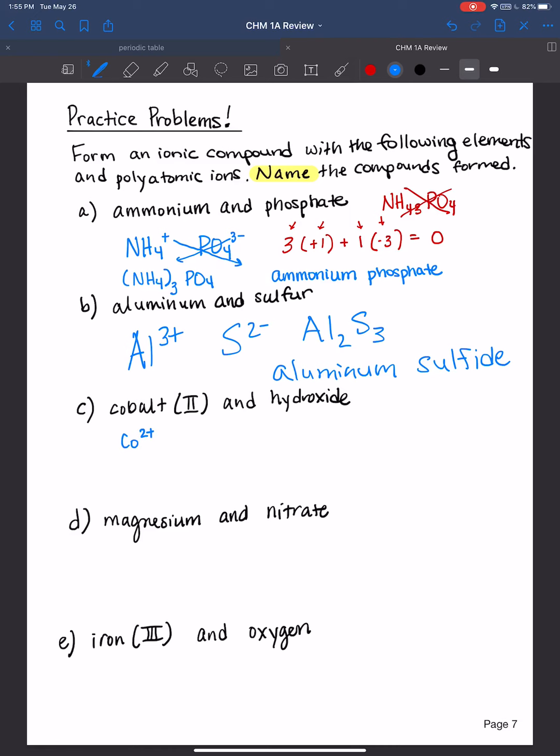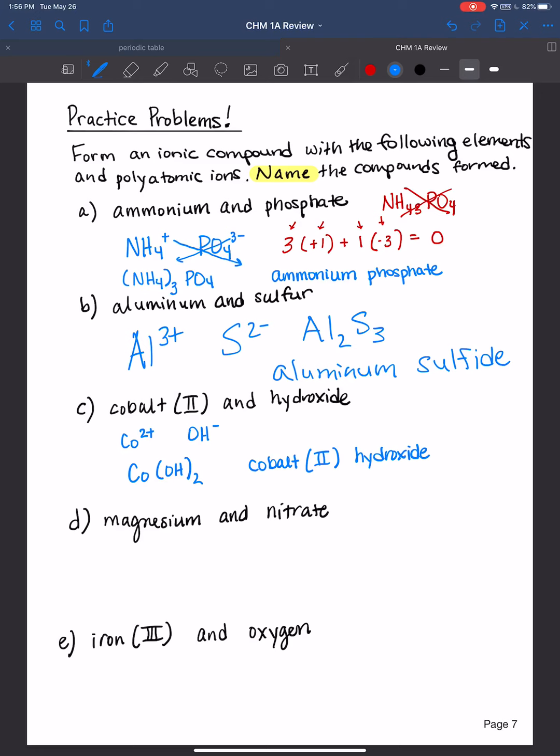And hydroxide is a polyatomic ion. What's its formula? -1. Good. OH -1. Crisscross rule. How many cobalts do I have? Just 1. How many hydroxides do I have? 2. Excellent. And what would the name be? Cobalt 2. Always include the Roman numeral for those transition metals because they change their mind. Hydroxide, excellent. Keep the name of the polyatomic as is.